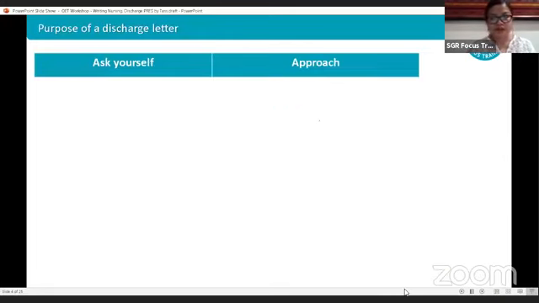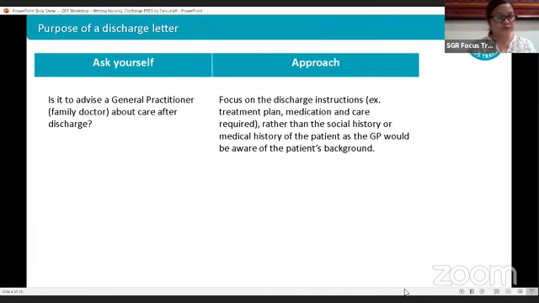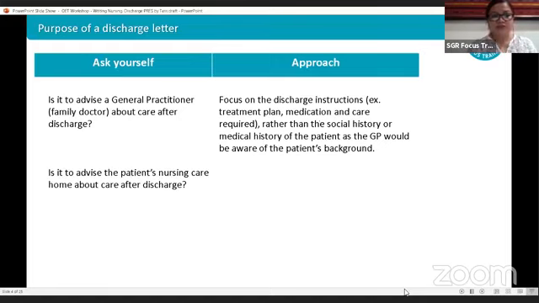Let's look at the purpose again of a discharge letter. Let's ask ourselves, is your purpose to advise a general practitioner, a GP, a family doctor, about care after discharge? Then your approach should focus on the discharge instructions, i.e. treatment plan, medication, and care required, rather than social history or medical history, as the GP would be aware of the patient's background.